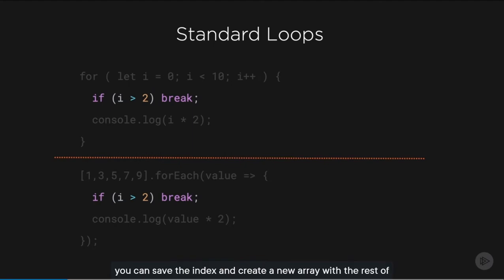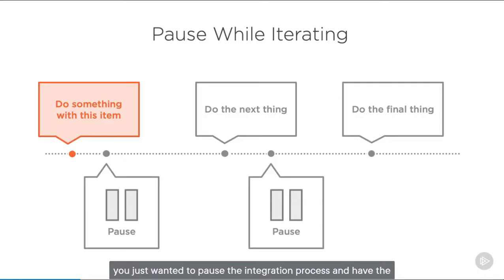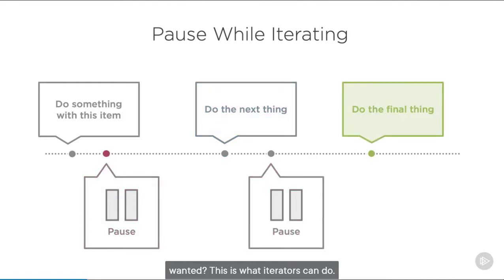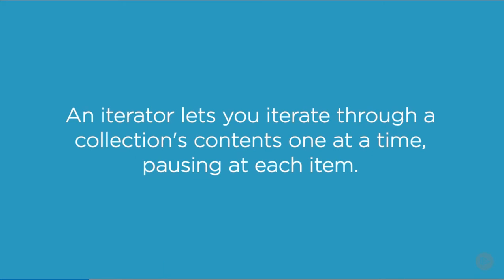This essentially stops the iteration, but there's no easy way to start it back up at a specific position. Sure, you can save the index and create a new array with the rest of the elements you haven't iterated over yet, but that's a bit more complicated and adds a lot of extra logic. What if instead you just wanted to pause the iteration process and have the ability to unpause or resume the iteration whenever you wanted? This is what iterators can do.